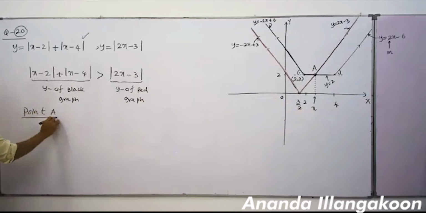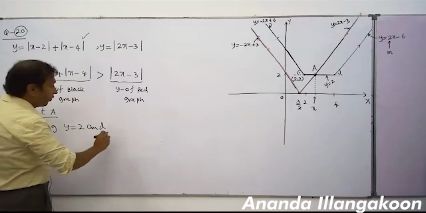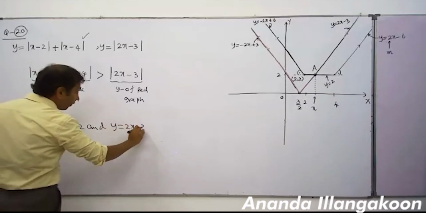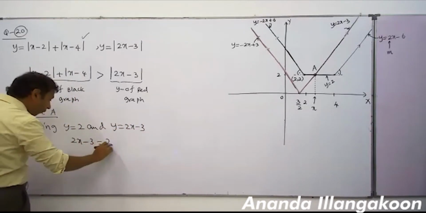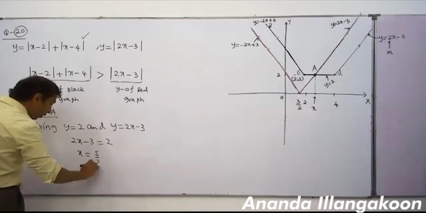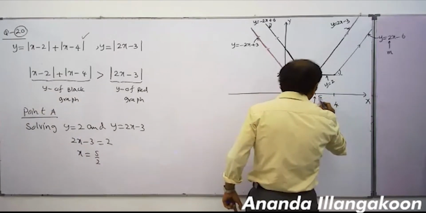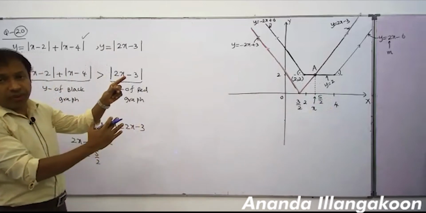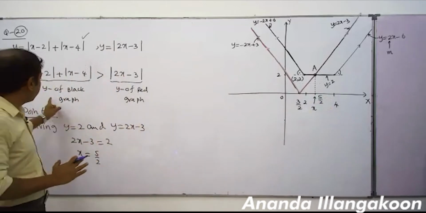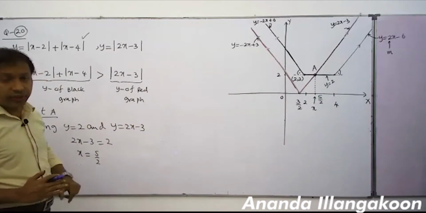Point A. Solving what, people? y equals 2 and y equals 2x minus 3. Then equate this y and this y. 2x minus 3 equals 2. x is, people, 5 by 2. This x value is 5 by 2. Right, so on the left of 5 by 2, the black one is above the red one. So the solution of this is x less than 5 by 2.